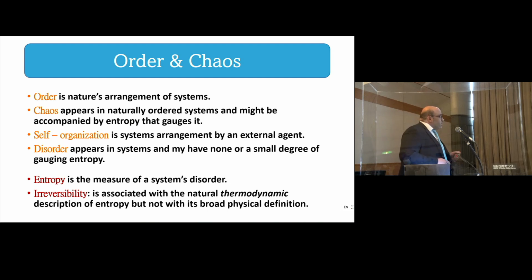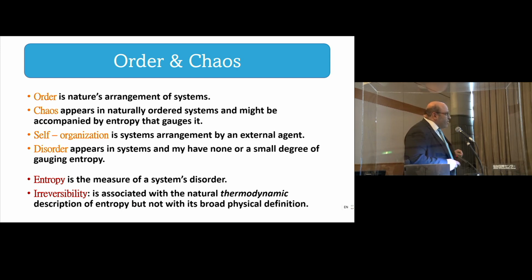So let's just add another layer: order and chaos. Chaos is a natural occurrence versus order. So order and chaos are two things that are opposite. However, self-organization is not exactly order. It is a system's arrangement by external agents against which we find disorders. And then comes a word that people for a long time thought was ambiguous, which was entropy. And now we know what entropy is within the thermodynamics of things.